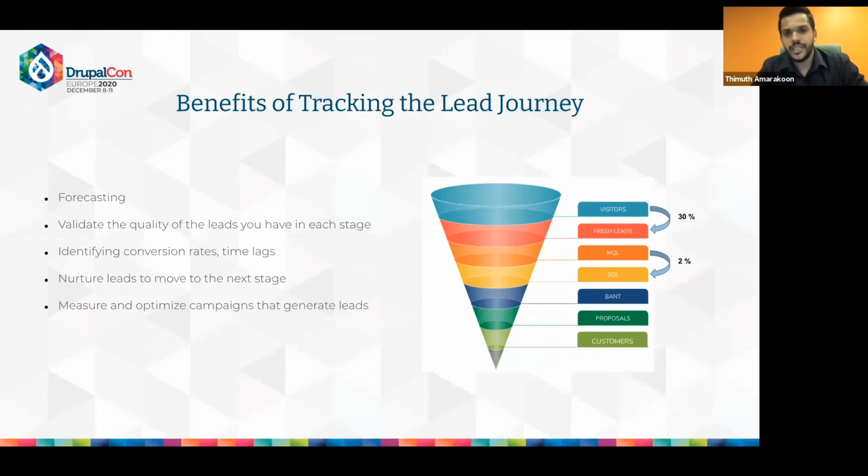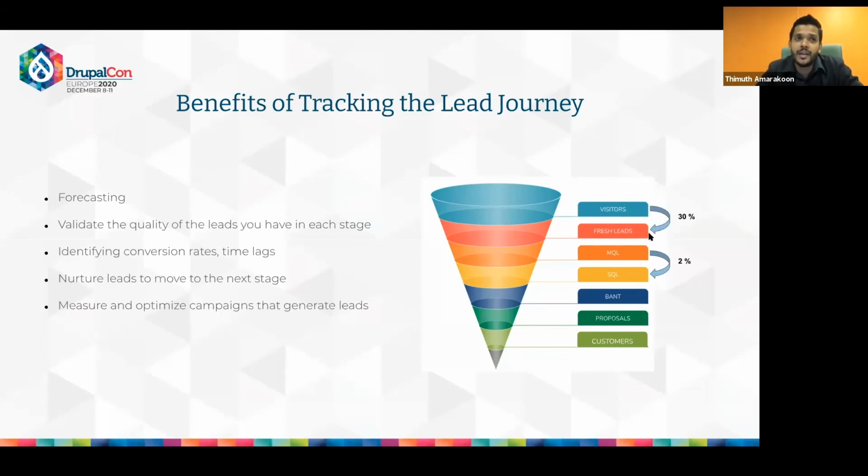So why are we tracking the leads and why are we thinking about lead stages and this funnel? The most important advantage we have gotten from this is forecasting, the ability to forecast your leads. For an example, you know that you are getting this amount of visitors, and out of that, you know, let's say 30% are converting into fresh leads.